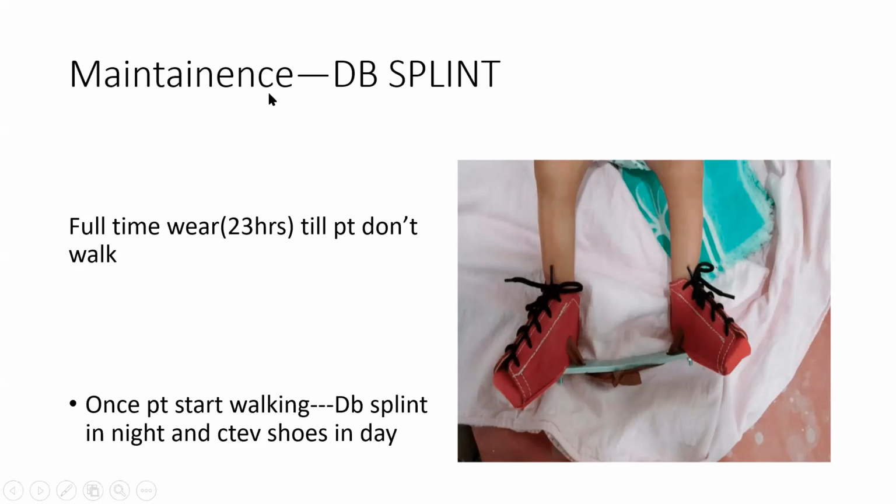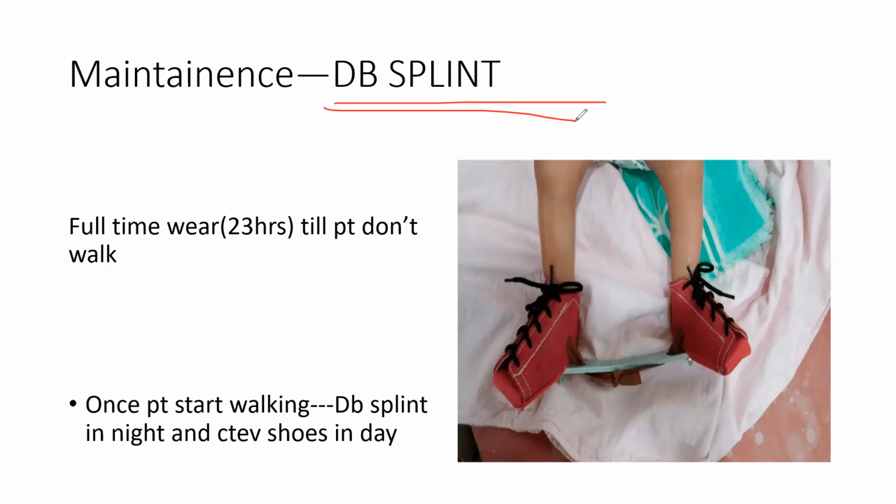So after correction you try to keep it in maintenance. Okay, so maintenance is for 4 to 5 years. Okay, so CTEV correction is not a joke. Okay, so you correct it for 6 to 8 weeks, and after that you keep it in a maintenance dose. Okay, so how to maintain it until the baby is walking? Up to 1.5 years, while the baby is not walking, you try to keep that foot in a DB splint.